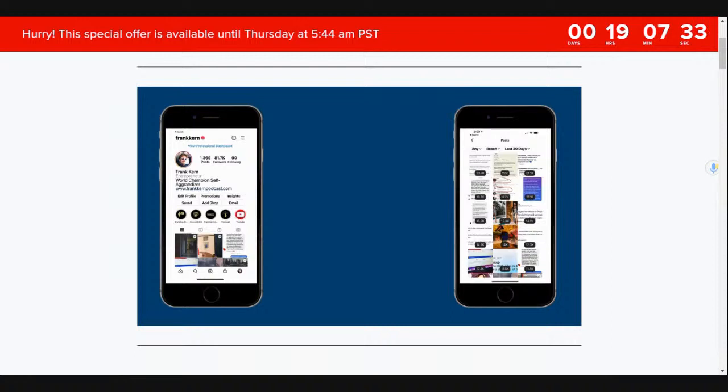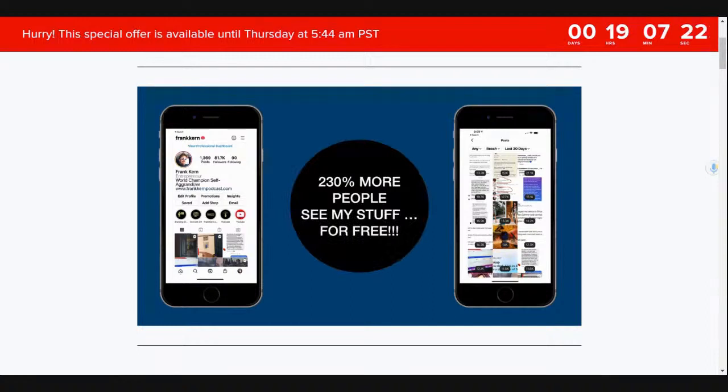Well, look at this. This is from the last 30 days. Every single one of these posts from the last 30 days has gotten way more than 10%. In fact, it's almost triple. I did a little averaging there. It's about 230% more people see my stuff, and this is for free. Why? Because I don't give a damn about followers. I'm not trying to get followers. I'm trying to get engagement.